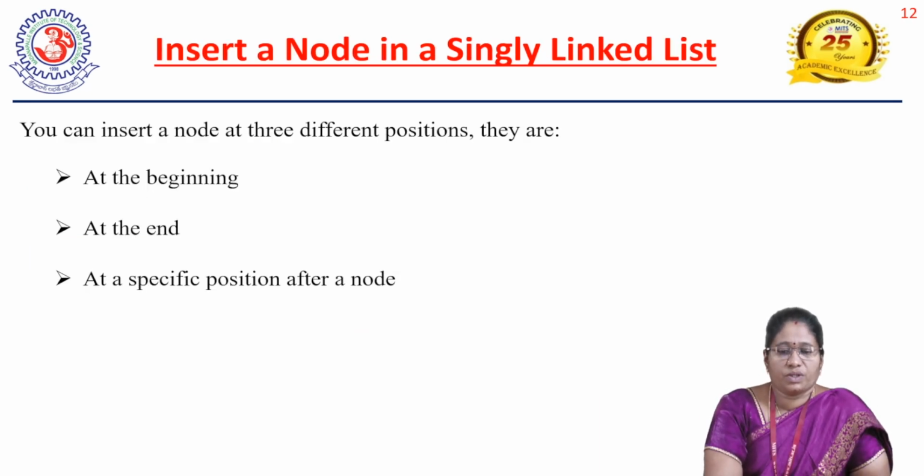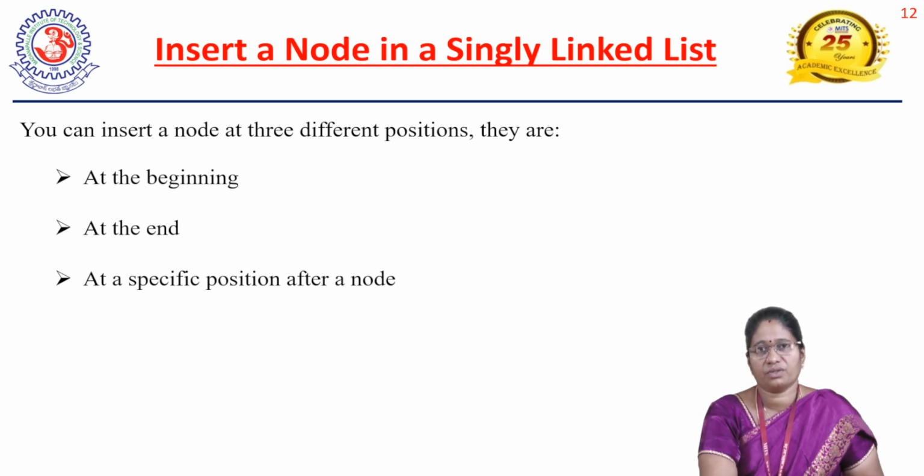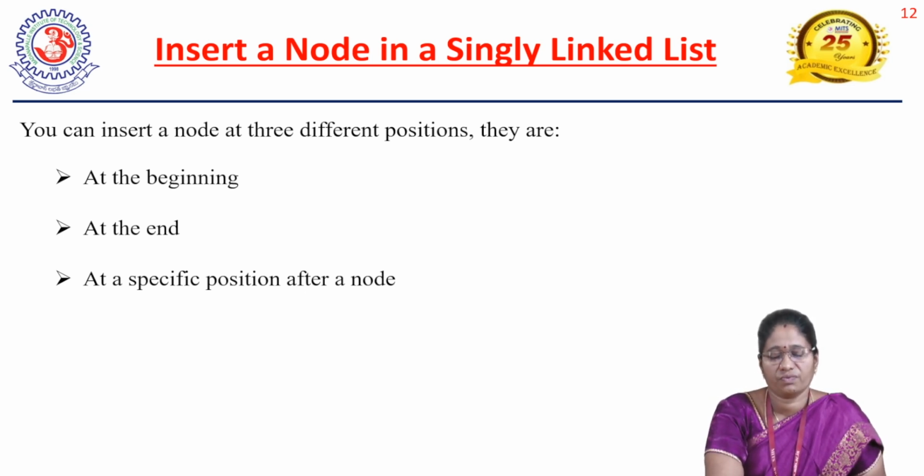Okay, first I am going to discuss how to insert an element into the list. I told you there are three different types: at the beginning, at the end, where you append to your list, and at a specific position. These are the three different ways we can insert an element into a list.